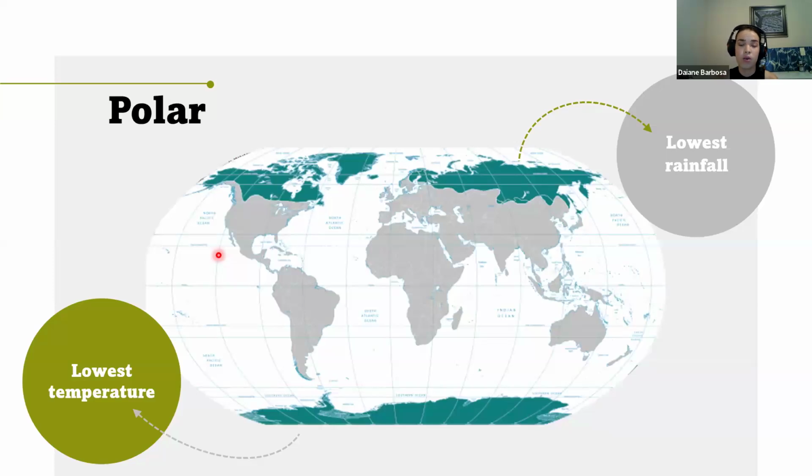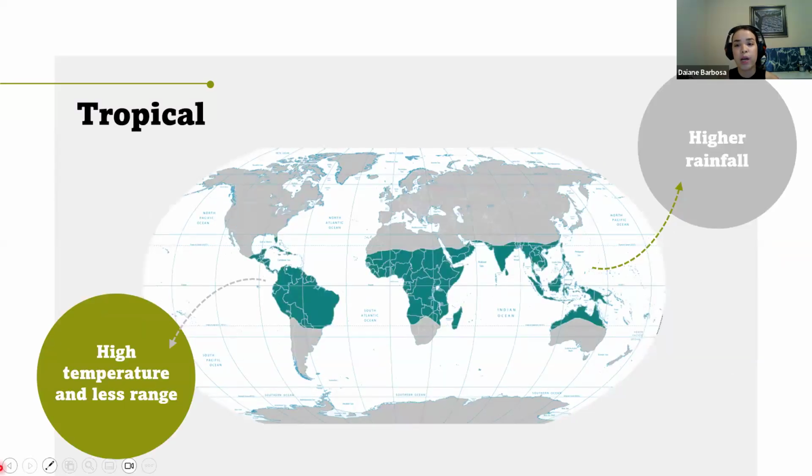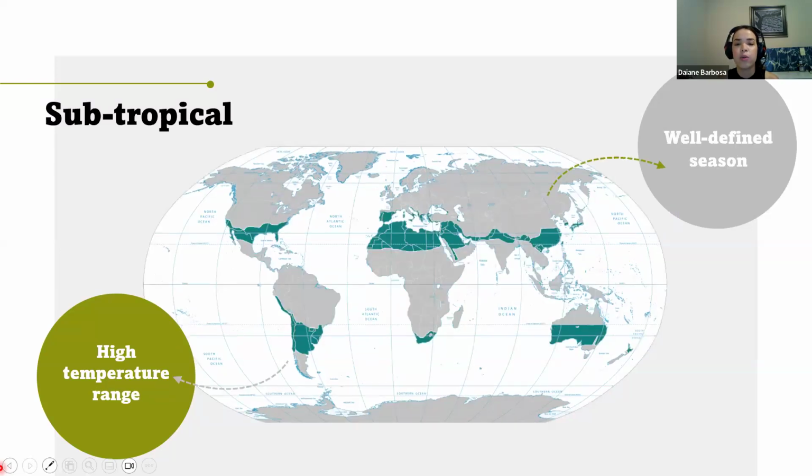So in general, we have polar areas, whose main features are the lowest temperature and lowest rainfall. In temperate areas, the main characteristics are a high range of difference in temperature and well-defined rain seasons. Tropical areas have less variation in temperature along the year and high rainfall. And subtropical areas have climate features very similar to temperate areas.